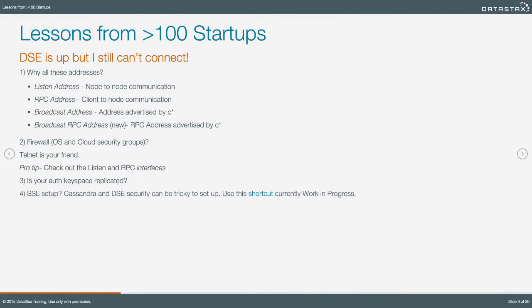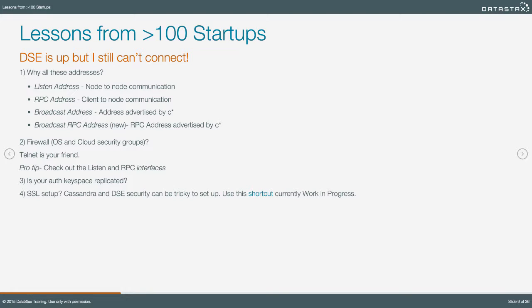Let's see. So there's a couple scenarios where DSE is up, but you can't connect, right? So let's talk a little bit about all the different addresses that you configure in Cassandra. One of them is the listen address. That's for node-to-node communication. So it's possible that the nodes can't talk to each other, and that's something you have to check at the network level.